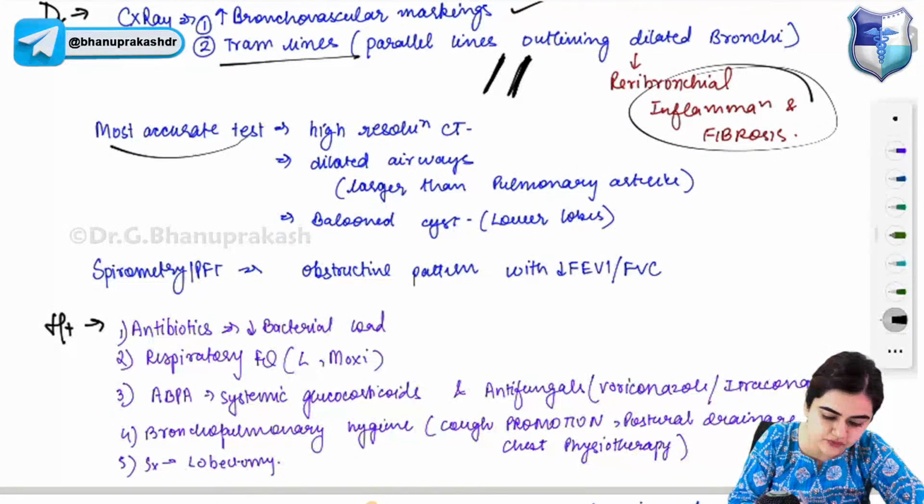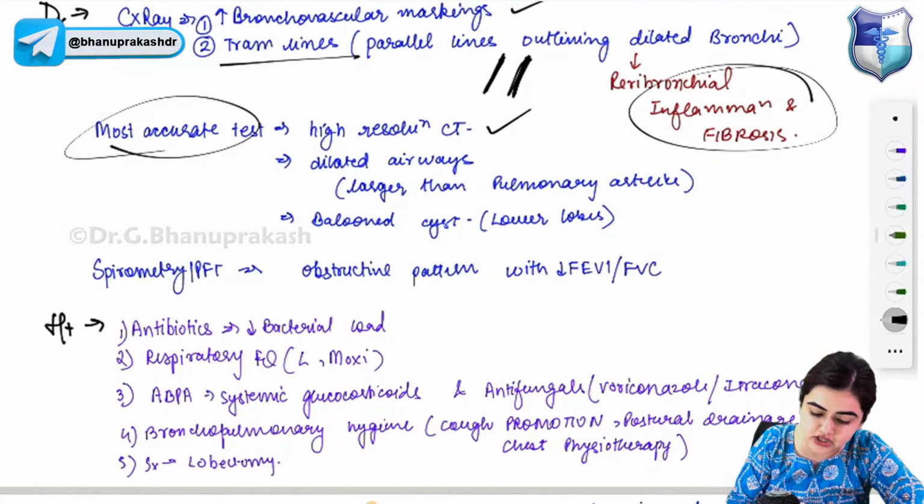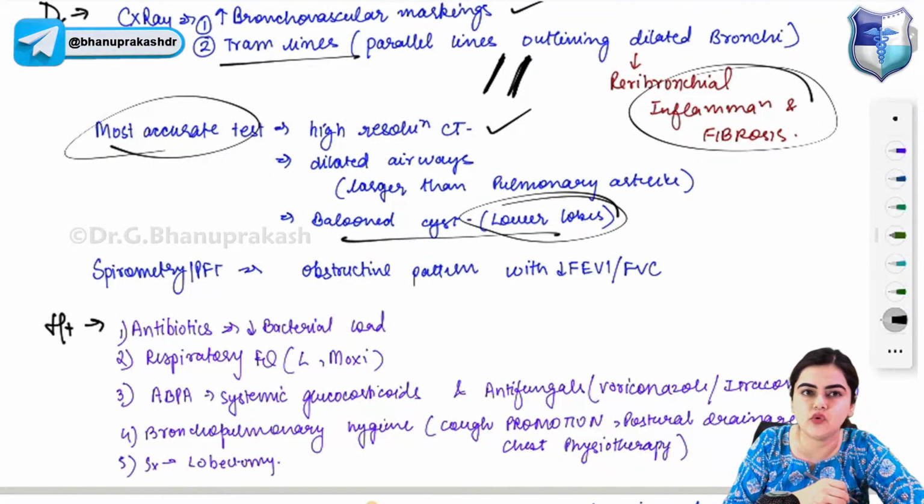What is the most accurate test for bronchiectasis? High resolution CT is the most accurate test. You will find dilated airways. The airways will be larger than the pulmonary arteries, and you will find ballooned cysts mostly in the lower lobes. Spirometry or pulmonary function test findings show an obstructive pattern with decreased FEV1 by FVC value.